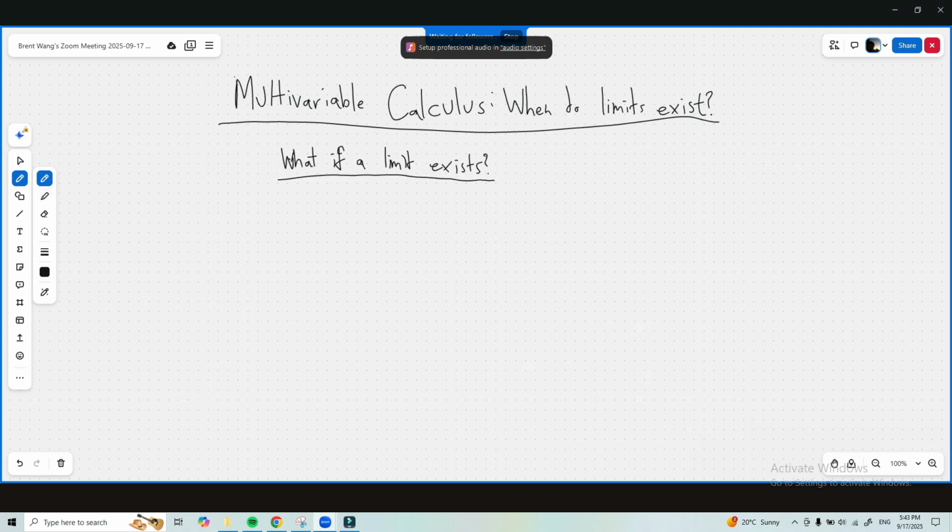What if a limit actually exists? Like you've tried every single curve you could think of, and you still get the same value. Well, that doesn't prove that the limit actually equals that exact value. So you need a different approach. And there are three different solutions you can use to show that a limit exists: factoring, squeeze theorem, and polar coordinates.